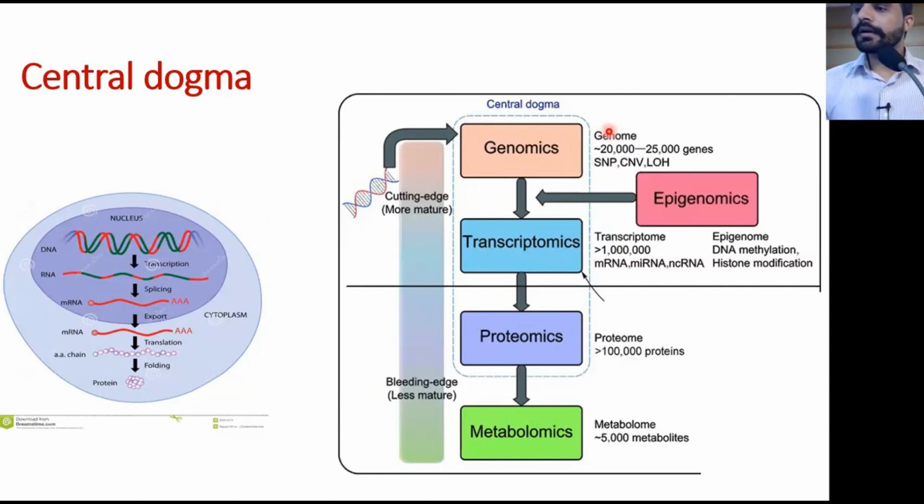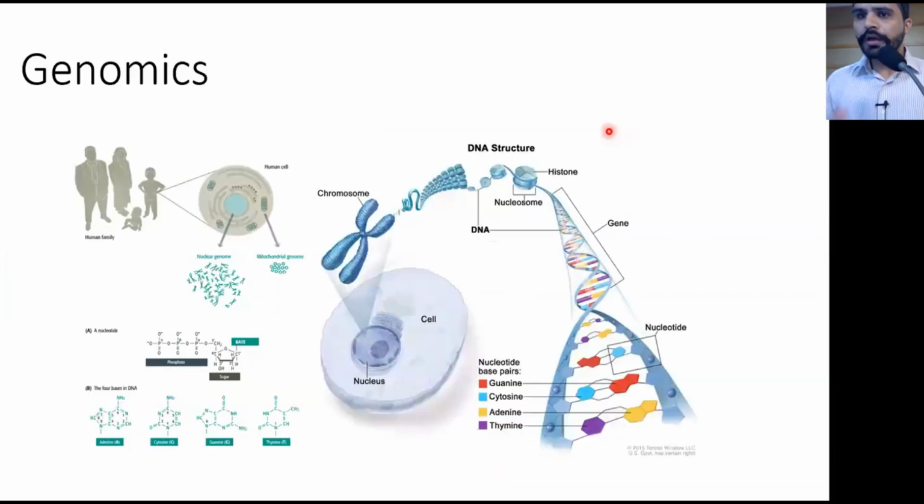So these are some mature systems that are commonly used in research. Then there are some less mature fields like proteomics, and they are developing, and we are getting better and better in proteomics and metabolomics as well. Proteomics and metabolomics is what gives rise to a phenotype that we see and can detect. So what is genomics?